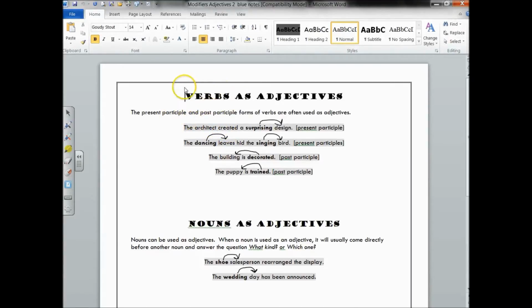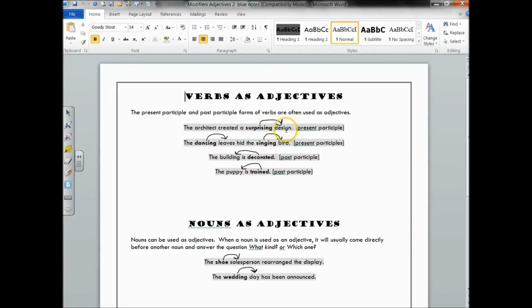So the first one we're going to look at is verbs. Verbs can be used as adjectives. In particular, the present participle, which is the ing form, or the past participle, the ed form, are often used as adjectives. Examples: the architect created a surprising design. Surprising here is the present participle of surprise. However, it's not used as a verb here. It is an adjective describing the noun design.